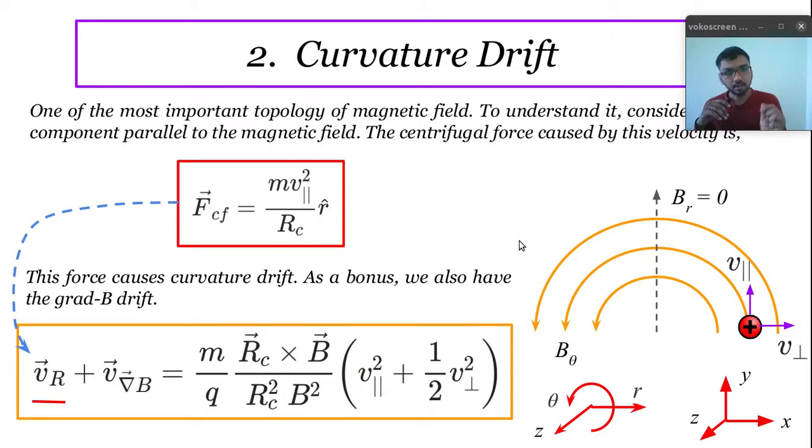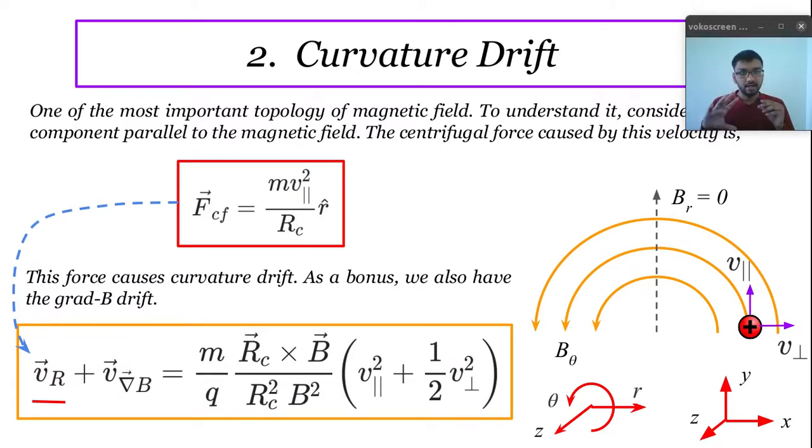Okay, now comes the very complicated curvature drift. Now why is it complicated? Because the mathematics is very complex and it is difficult to understand as well. Okay, but it is one of the most important topologies of the magnetic field. I will tell you why it is so important.